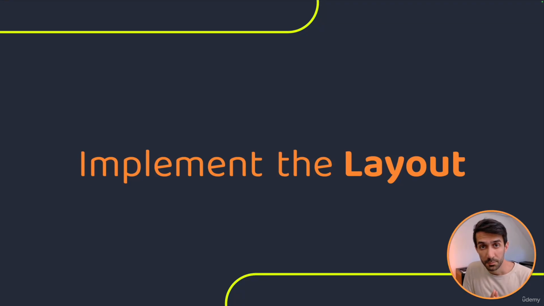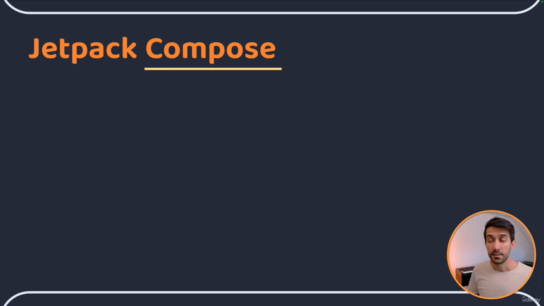So we will start building the app. And first we will implement the layout. To implement the layout, we're going to use a relatively new framework called Jetpack Compose. This is a declarative way to build a layout. What does that even mean?